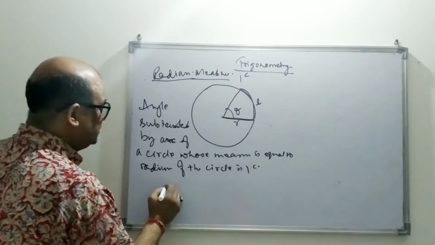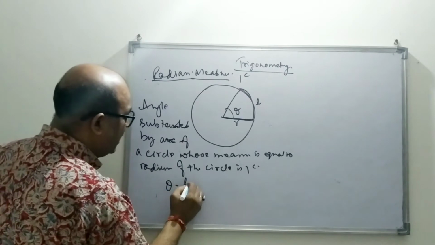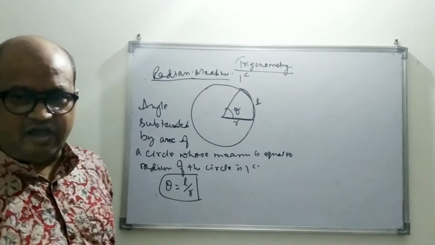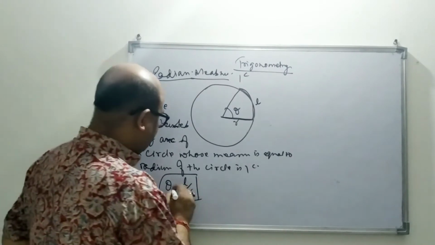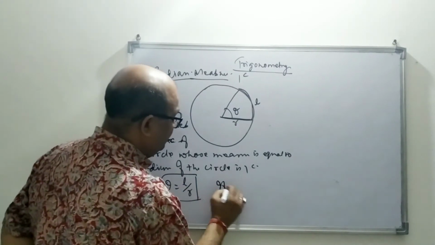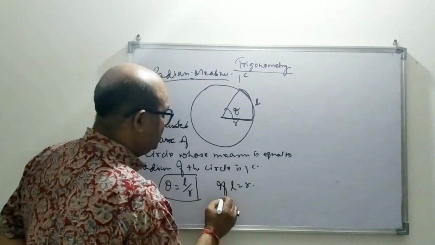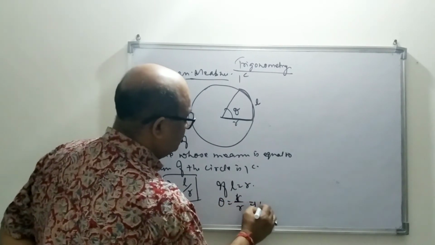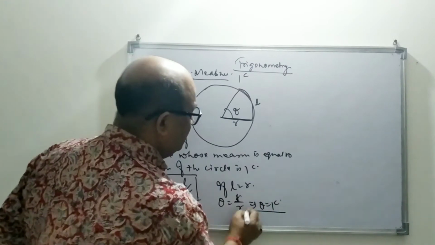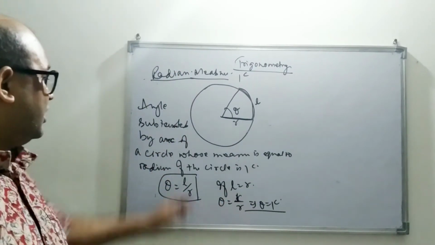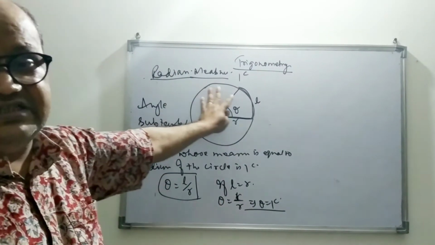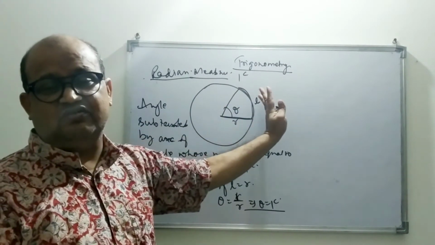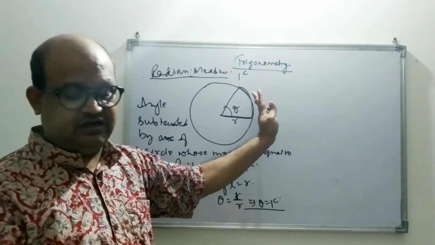Suppose theta. We know theta equals L by R. So if L equals R, then theta becomes L by R, which equals 1. This is the radian measure. So what I told you is that the radian measure is the angle subtended by an arc whose length is equal to the length of the radius of the circle.